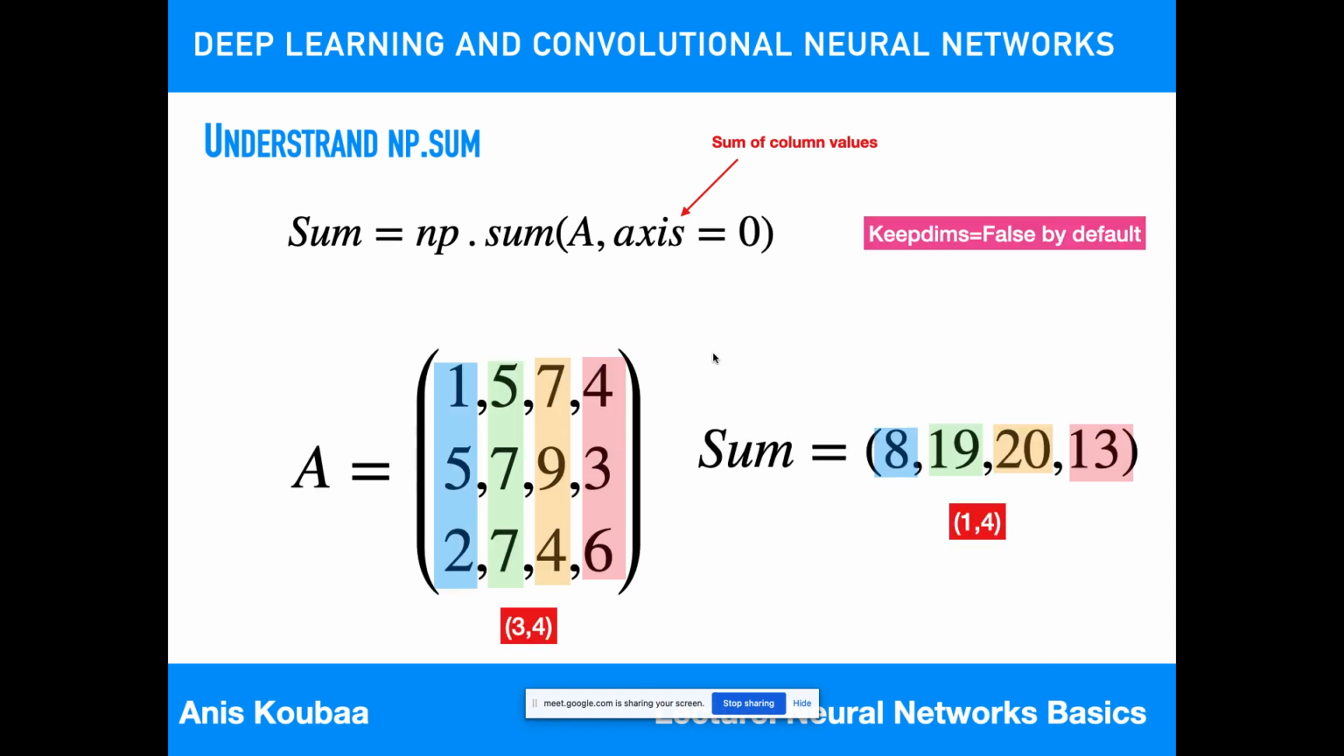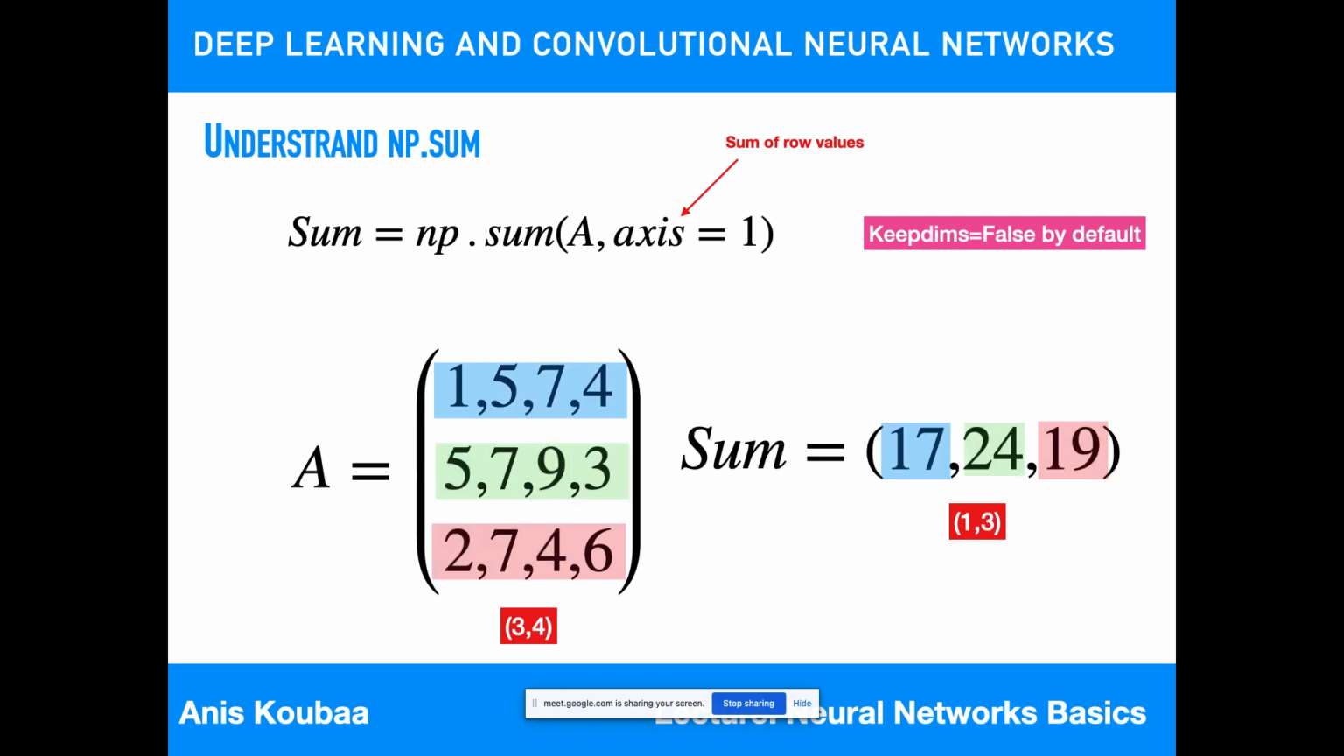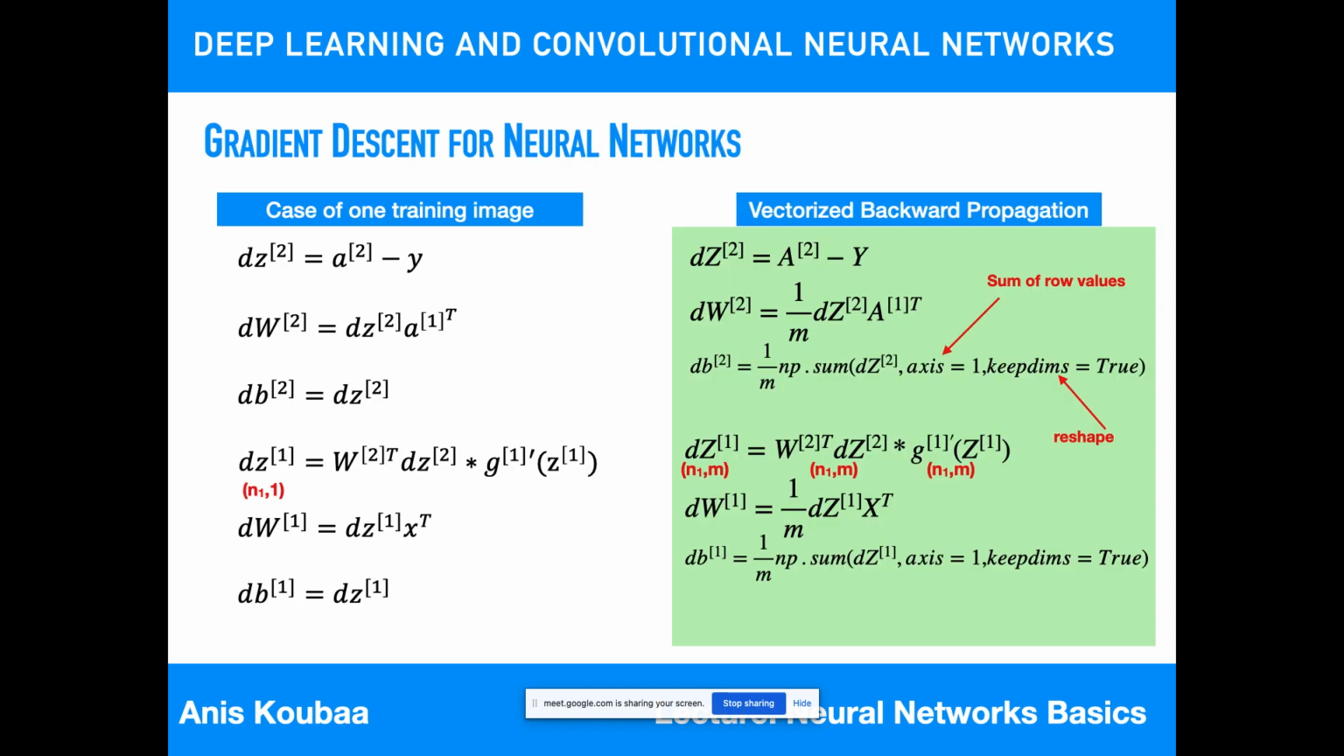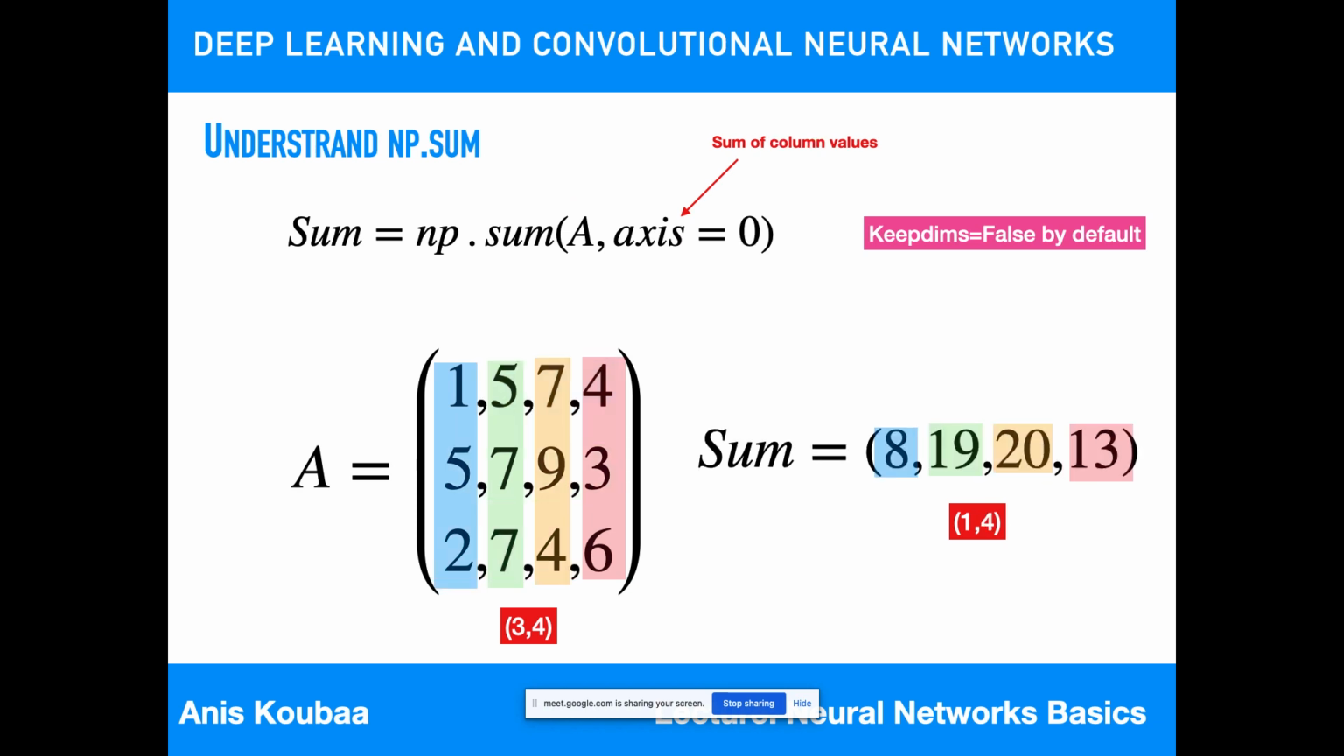Now, if you do, for example, np.sum with axis equal to 0, in this case, you will make the sum over the column values. 1 plus 5 plus 2 equals 8. 5 plus 7 plus 7 equals 19, and so on. Is the example clear? Very clear. So I didn't get what happens if we make axis equal to 0, and what's the difference if we make the axis equal to 1?